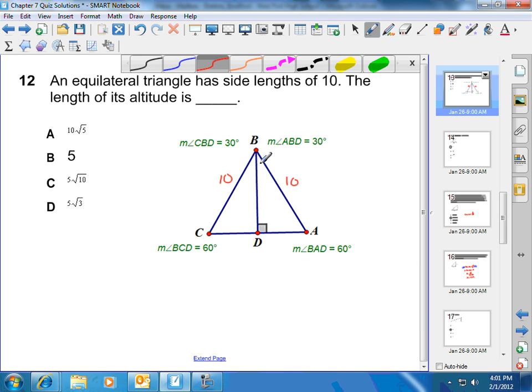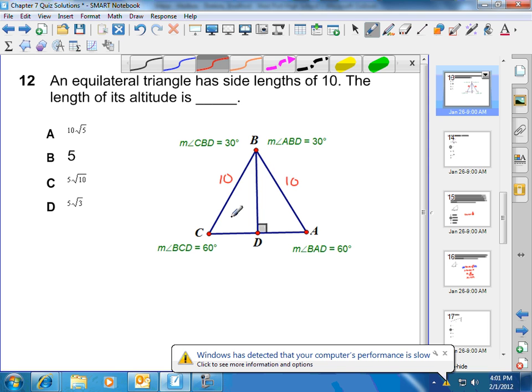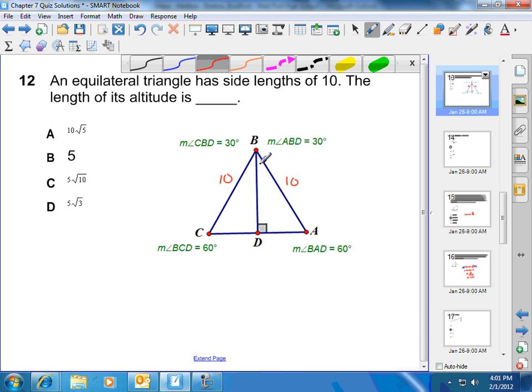degrees because this altitude is an angle bisector. So we know a couple things. First of all, in an equilateral triangle, all angles are 60 degrees. And then with this altitude, that becomes an angle bisector, so we have a 30, 60, 90 triangle. And then the altitude is also a perpendicular bisector, so this 10 unit length side is cut in half, so this is 5.